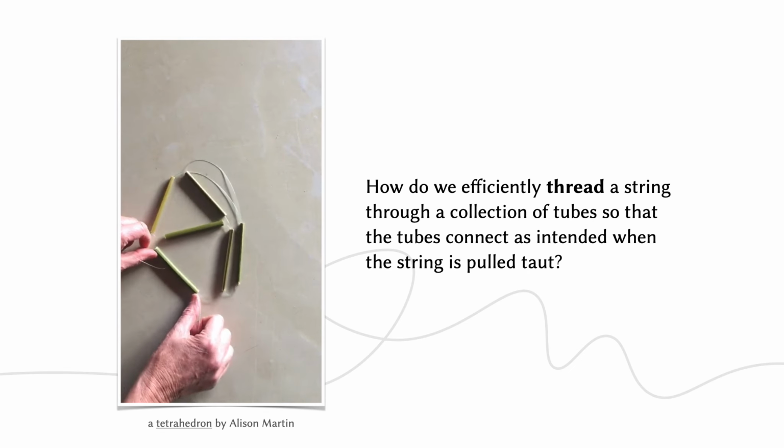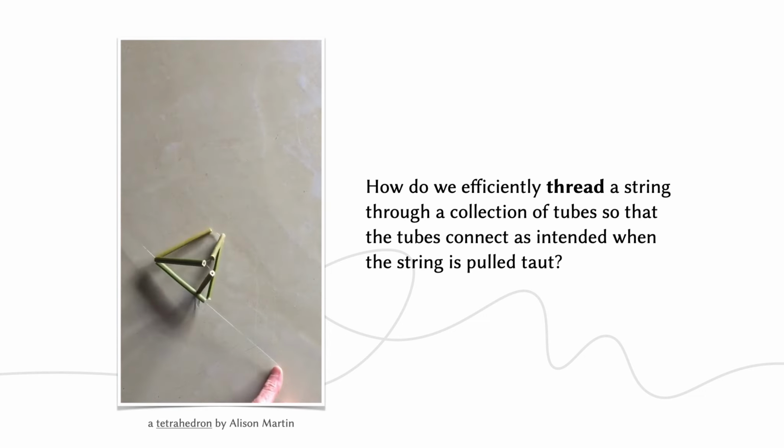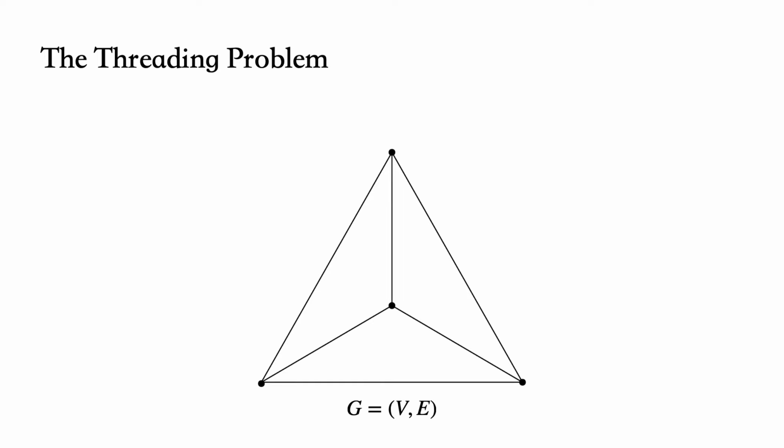In this talk, we will formally unsolve the problem of efficiently threading a single string through a collection of tubes so that when the string is pulled taut, the tubes connect or meet as intended. In more graph theoretical terms, we want to thread a string through a collection of tubes to mimic the connectivity of a given graph. We take as input a connected graph, G, with maximum vertex degree 2.